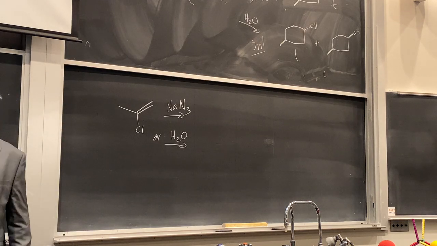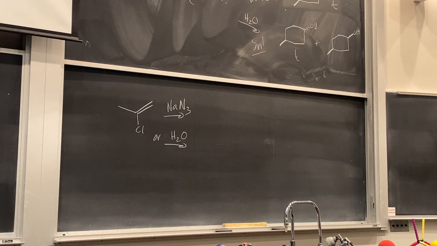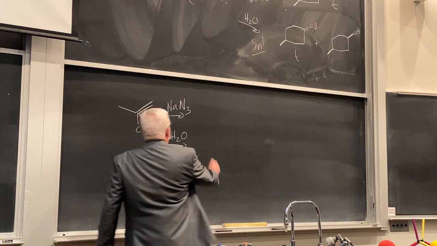What type of leaving group is this? It's sp2. It's vinyl. If you put this in sodium azide solution or in water, what do you get? Guess what? No reaction.